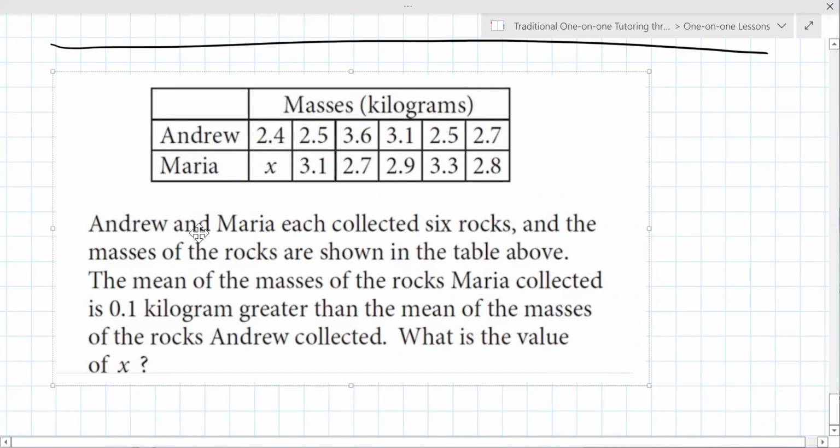So Andrea and Maria collected 6 rocks. That's fun. And the masses of the rocks are shown in the table above. Okay. The mean of the masses of the rocks Maria collected is 0.1 kilograms greater. So we need to find the mass of Andrew and then use that sentence to figure out Maria. So can you calculate the average for Andrew, please?